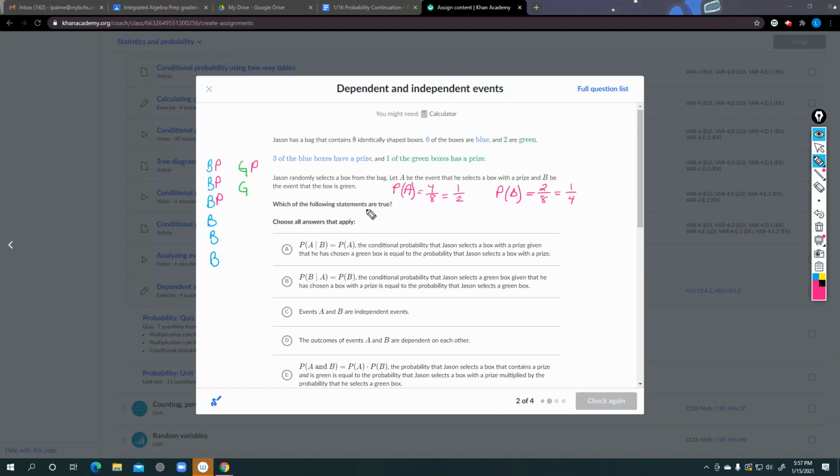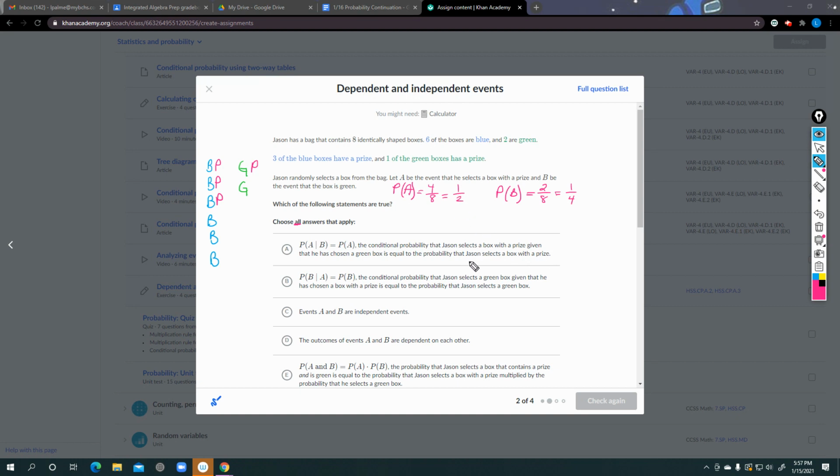Okay, so which of the following statements are true? So we're going to go through all these and pick the ones, choose all that apply. So some of your questions here are going to be choosing all the answers that apply. Now we want the probability of A given B, is that equal to the probability of A? The conditional probability that Jason selects a box with a prize, given that he chose a green box, is equal to the probability that Jason selects a box with a prize.